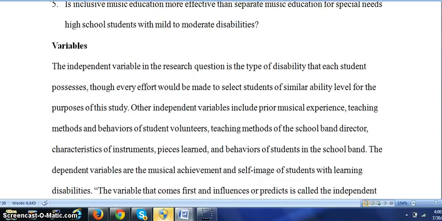In quantitative research, the independent variable is usually the variable that you will manipulate. The dependent variable is the variable that may change based on that independent variable. So it's dependent on what happens to the other variable, if that makes sense.